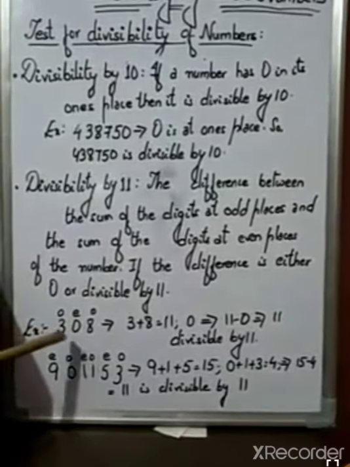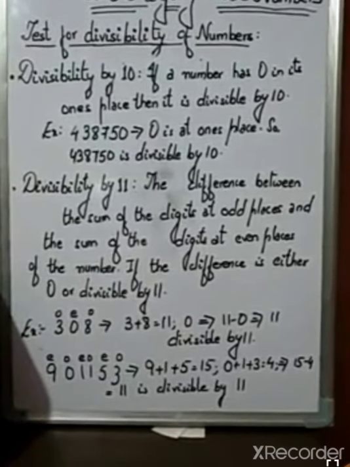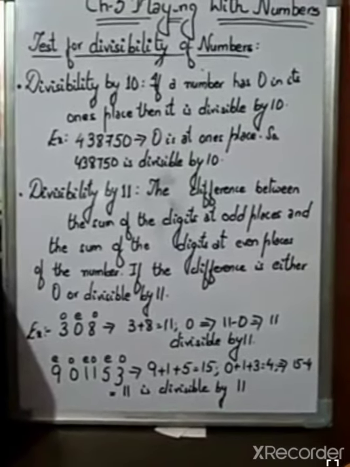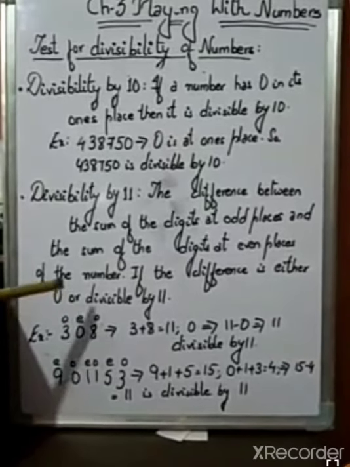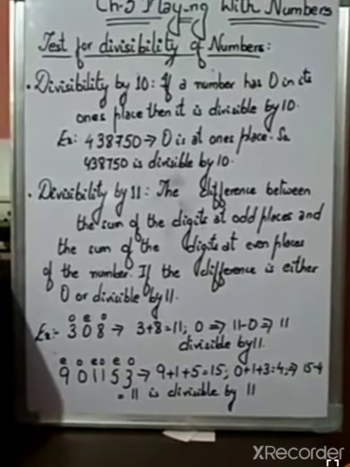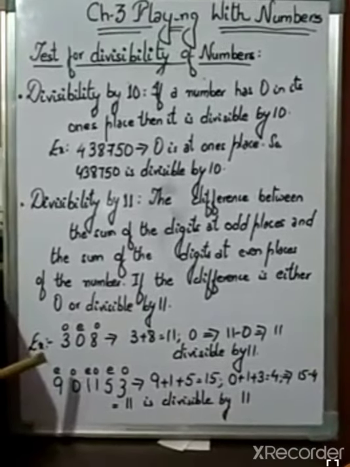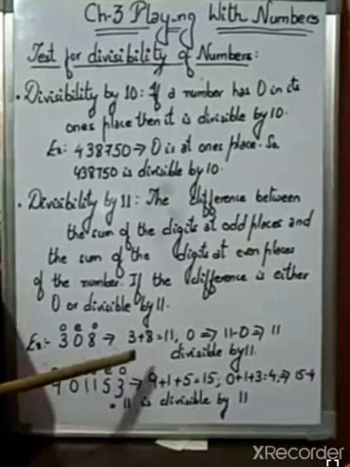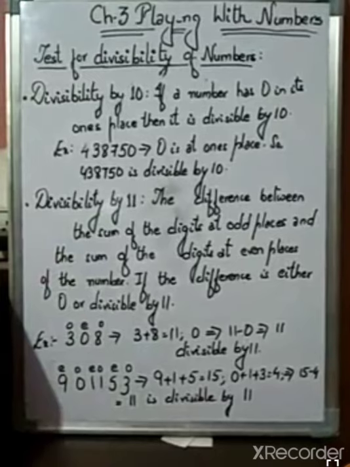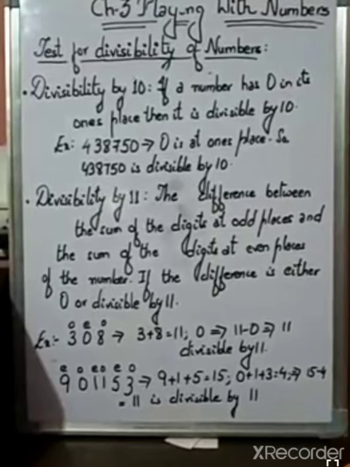Like in this case 308. Whenever we check the divisibility by 11, we start from the rightmost side and the digit at the ones place will always be an odd place. So odd, even, okay. Then we will do the sum of all the odd digits and the sum of the even digits. In this case, the digits at the odd places are 3 and 8. Sum is 11 and even it's 0. So 11 minus 0, answer is 11 and 11 is divisible by 11. Hence 308 is divisible by 11.